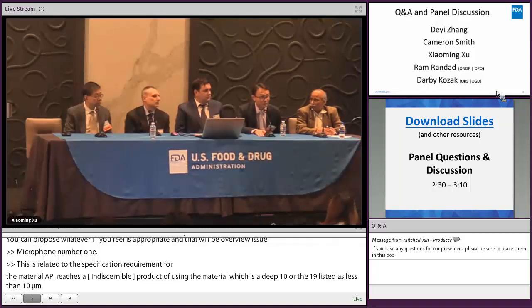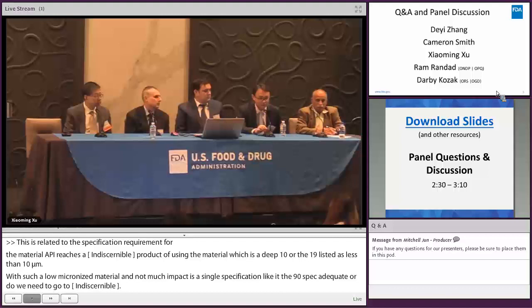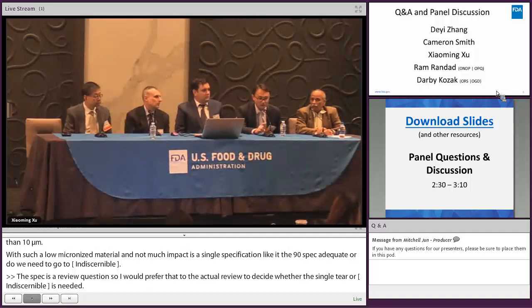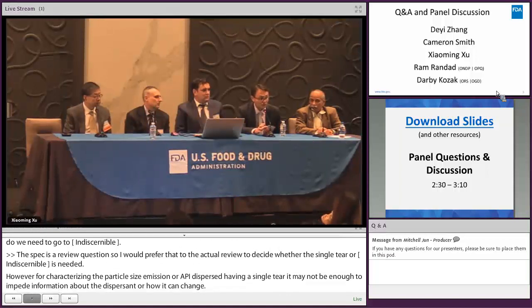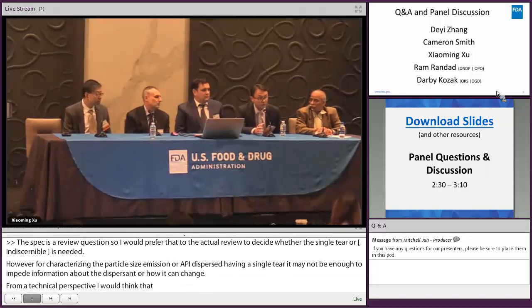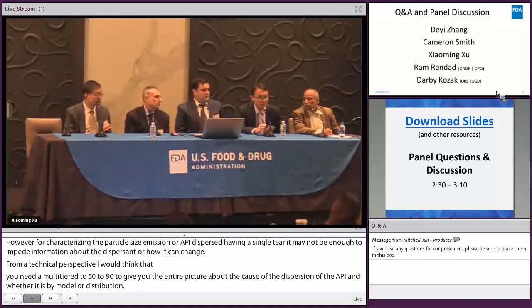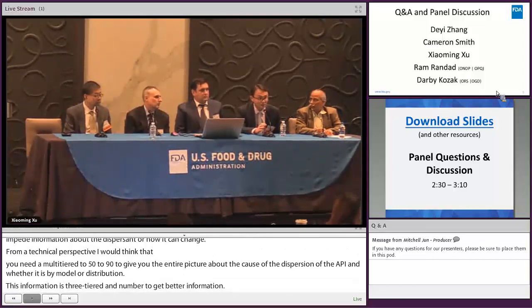The spec, I think that's a review question, so I would defer that to the actual review to decide whether a single tier or multi-tier is needed. However, for characterizing the particle size that you mentioned, a suspension of less than 10 micron or API dispersed, having a single tier may not be enough to give you information about the polydispersity or how it can change. So from a technical perspective, I would think you need a multi-tier, D10, D50, D90, to give you the entire picture about the polydispersity of the API, and whether it is a bimodal or monomodal distribution. So the three-tiered numbers can give better information. And again, the detailed measurement conditions have to be included for correct interpretation of the D10, D50, D90. And depending on the instrument, those numbers can mean totally different things.